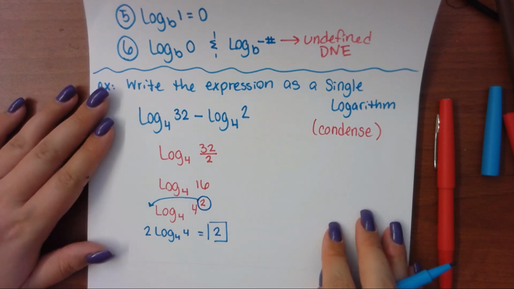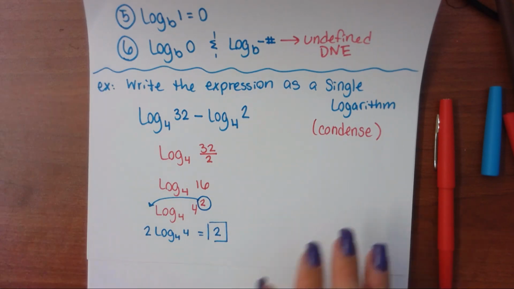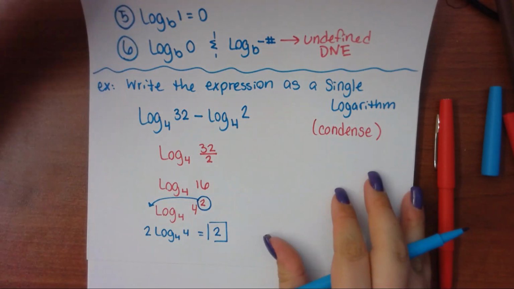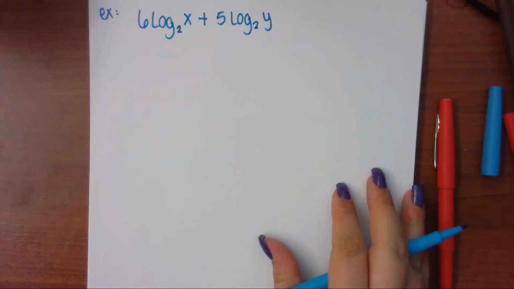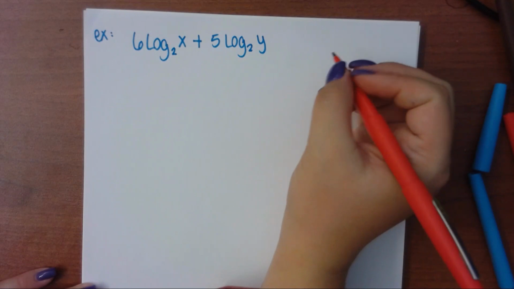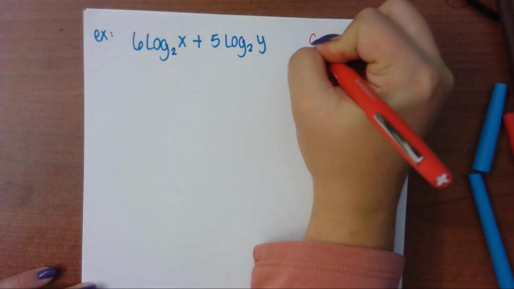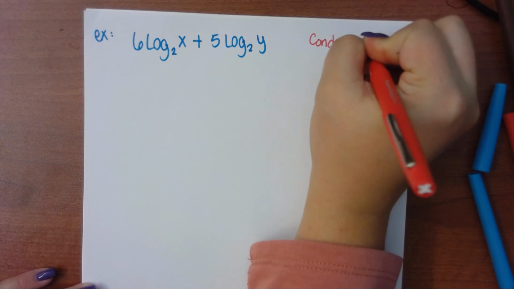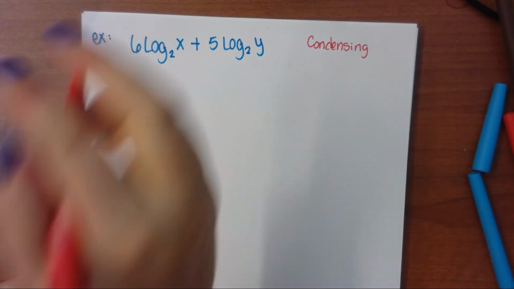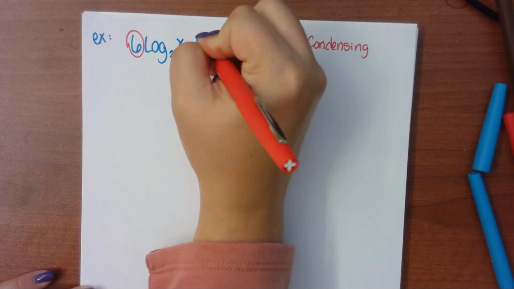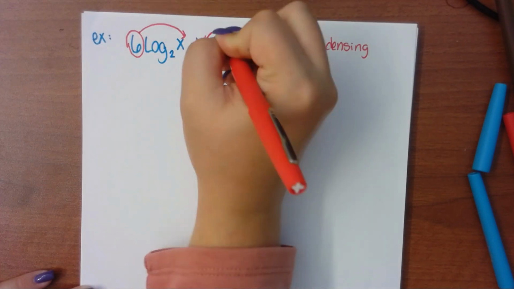So that would be a condensing problem. Now sometimes you condense and you don't simplify. And sometimes you expand and you don't simplify. So we're going to do a couple more problems and examples. A couple where I condense and a few where I expand. So this one is going to be a condensing problem. And the first thing that I see is I see numbers out front. So I want those two numbers out front to be written as the exponents. That's going to be my first step.